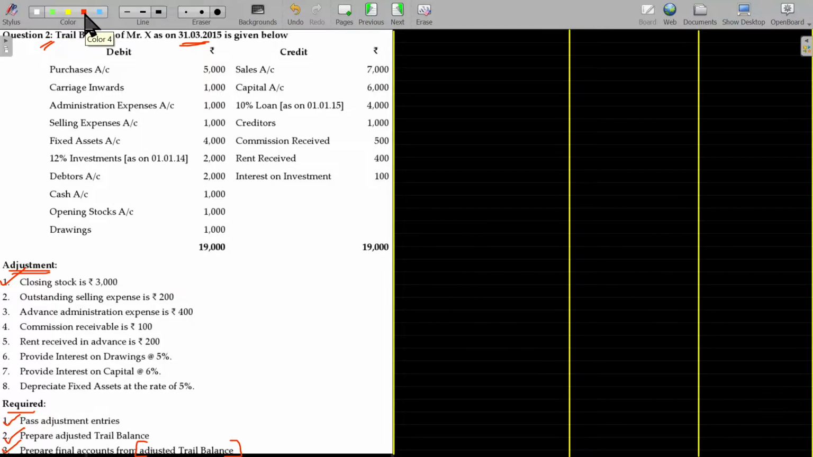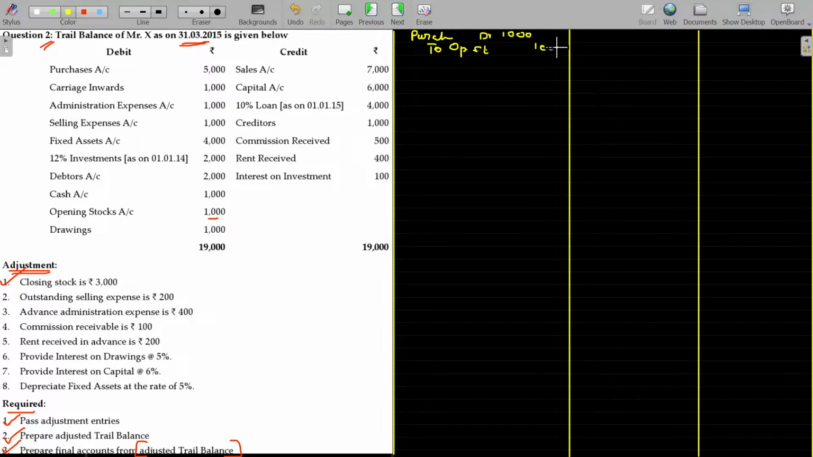So for opening stock, the journal entry will be that opening stock is added to the purchases. Purchases by default have a debit balance, and if I want to add to that, it will be added by debiting it. So purchases upon debit to opening stock, the value being 1000 rupees. Is that okay?